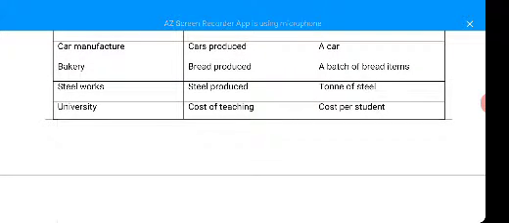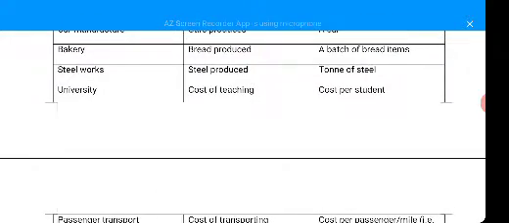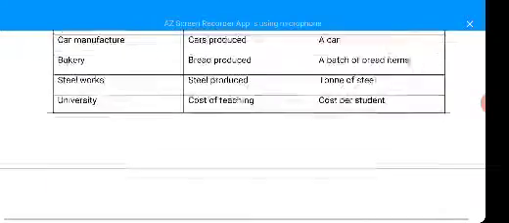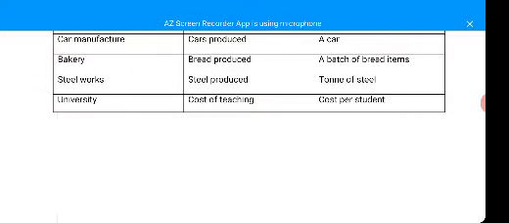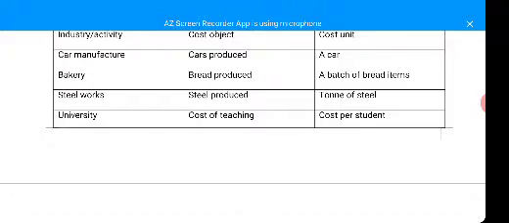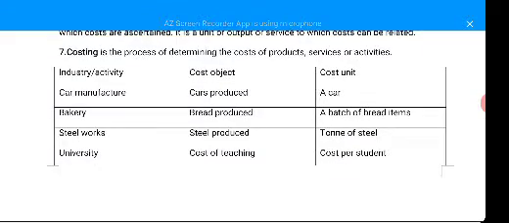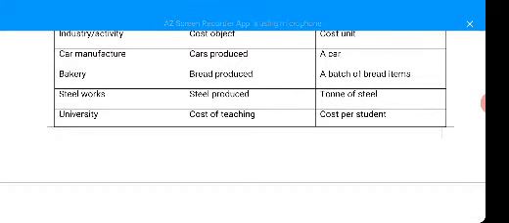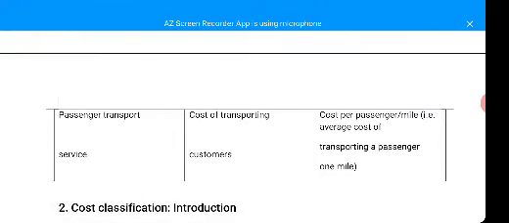Steel works: steel produced, cost per ton of steel. University: cost of teaching, because the object is teaching, that is what they render. And how do you ascertain the cost they incur in teaching? It is cost per student. So how many students they have? That is how they cost the teaching. That is cost per student.